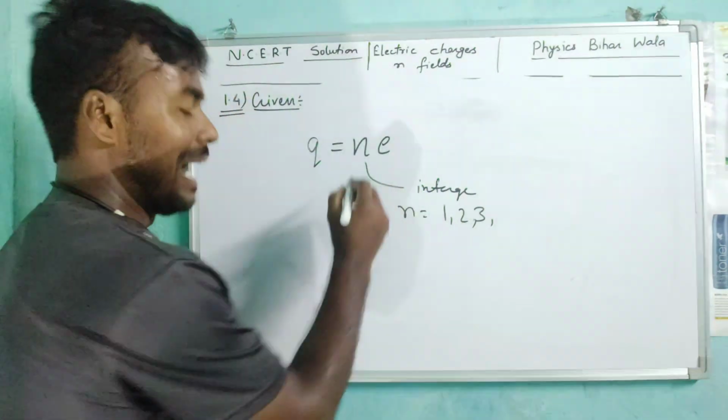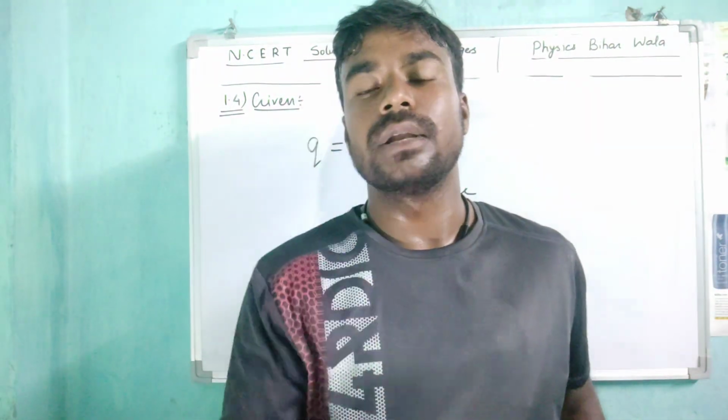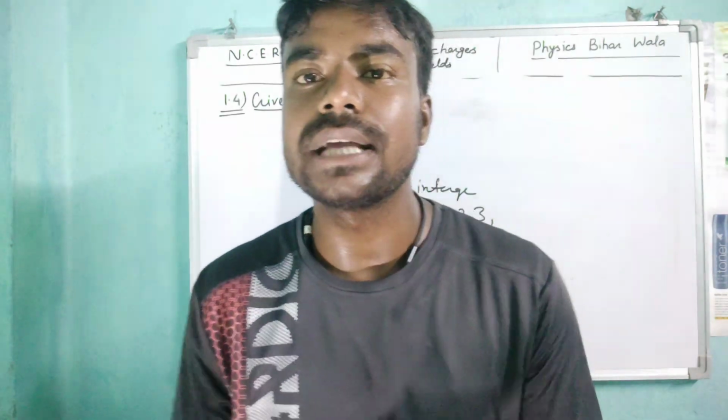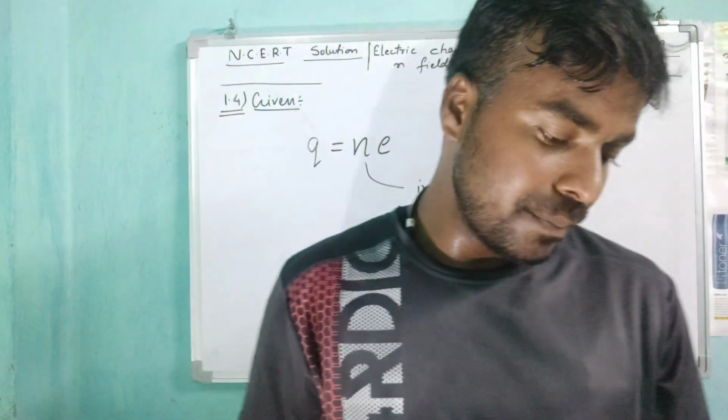Okay, so I hope you have understood कि कोई भी बड़ी चार्ज है तो उसमें नंबर ऑफ इलेक्ट्रॉन जो अवेलेबल होगा वो इंटीजर में अवेलेबल होगा. That is the meaning of quantization of charge. I hope you have got it. I'm going to talk about the second point.